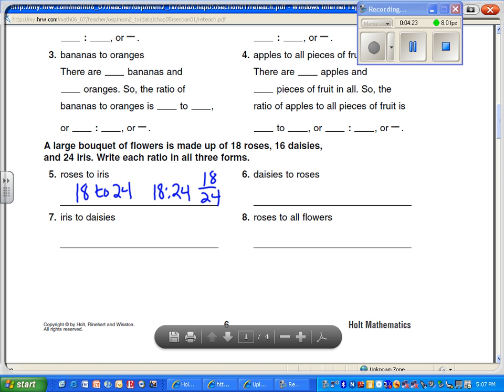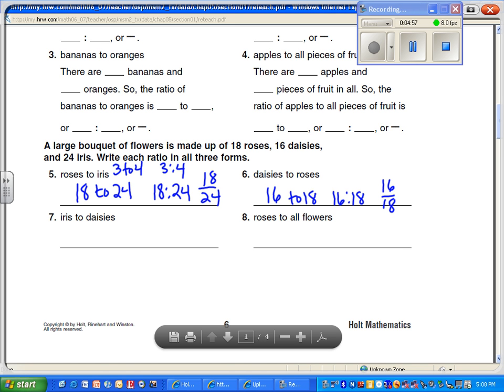Now, if it asked us to do that in simplest form, then we could reduce. Let's see, we could divide by 6, and it would be 3 to 4. So that would be acceptable as well if you want to reduce. But let's just stick to the original unless it states to identify in simplest form. All right, daisies to roses, it's going to be 16 to 18, 16 to 18, 16 to 18.